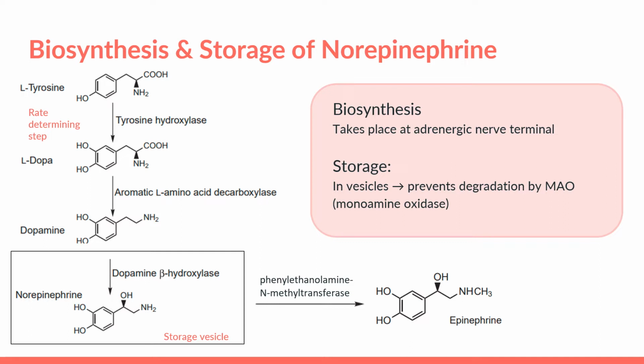This part of the process occurs in the storage vesicle to prevent norepinephrine degradation by a circulating enzyme called monoamine oxidase, or MAO. The synthesis of epinephrine, as you can see, is mostly the same, with the additional step where the enzyme phenylethanolamine N-methyltransferase converts norepinephrine to produce epinephrine.